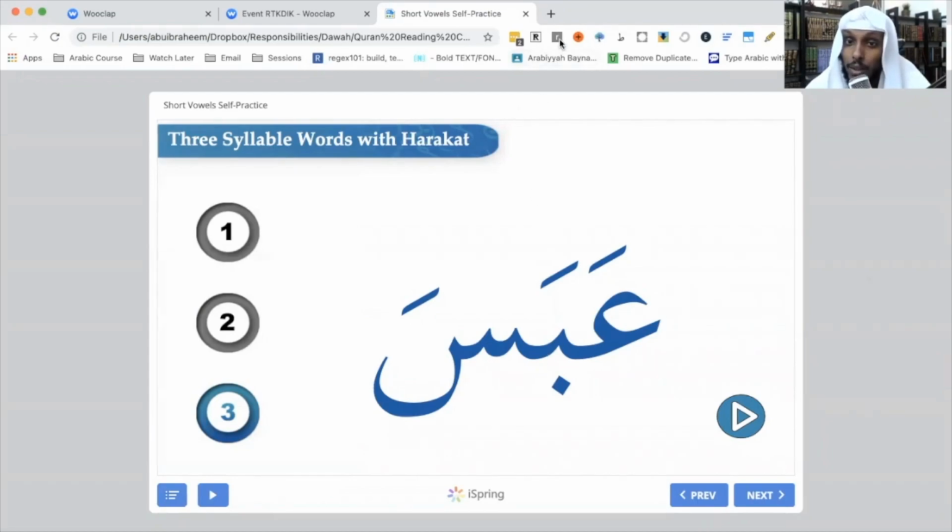And obviously the main benefit, like I said, is that it allows you to practice reading by yourself in your own time and get immediate feedback without having a teacher sitting right next to you. It's the closest thing we can get to practicing by yourself without a teacher, inshallah.